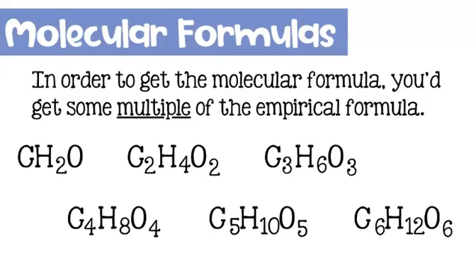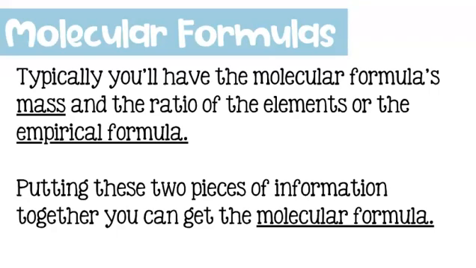For example, the empirical formula CH2O could have the molecular formula CH2O, or C2H4O2, or C3H6O3, or C4H8O4, or C5H10O5, or C6H12O6, and keep going. So always multiply all of the subscripts by the same number in order to get the molecular formula. Typically, you would be given the molecular formula's mass and the ratio of the elements in the empirical formula. By putting these 2 pieces of information together, you can calculate the molecular formula.